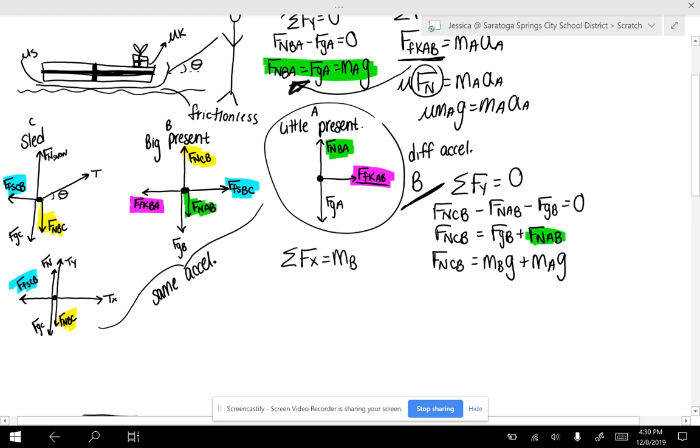Then we have a net force equation in the x direction for B. Now, even though B is at rest with regards to the sled surface, the sled is moving, so that means that B is moving as well. We don't necessarily know if it's moving at a constant velocity or accelerating, so we're just going to say that it is accelerating. I'm going to label this as a_BC to remind myself that the acceleration for B and C, the big present and the sled, are the same. So again, we see that the reason why the sled is able to accelerate is because of a force of friction, specifically the force of static friction between the sled and the big present.